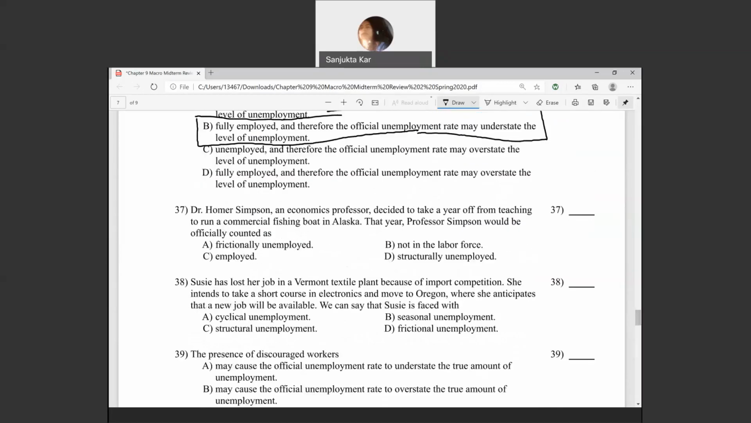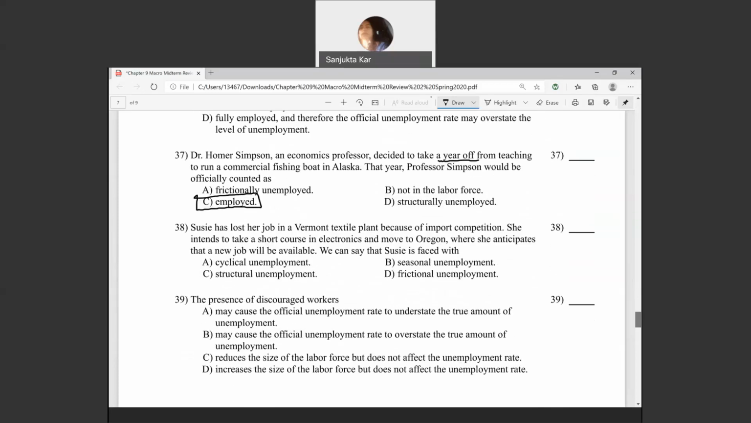Question number 37. Dr. Homer Simpson, an economics professor, decided to take a year off from teaching to run a commercial fishing boat in Alaska. This one is going to be counted as employed because no one really let him go. He's just taking some time off and he decides to come back after a year. So he's still employed. He's on a sabbatical, enjoying fishing in Alaska.